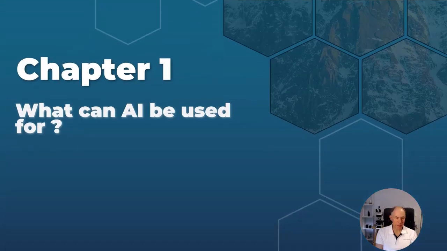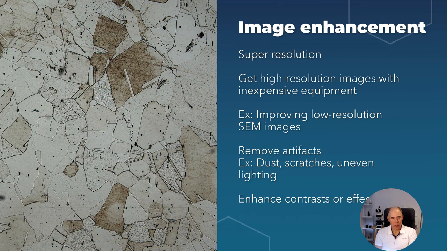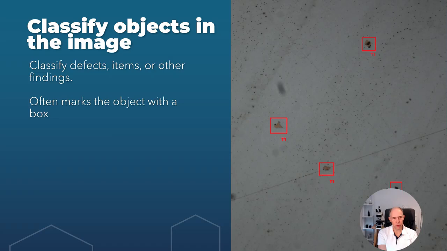So first of all, AI can be used for many things. And I'm going to start off with giving a few examples of what it can be used for. One example is super resolution. By using AI, you can actually achieve a higher resolution using inexpensive equipment. So for example, this could be improving low resolution SEM images or removing artifacts and dust, scratches, uneven lighting, and so on. Another thing is to use it for classifying objects found in the image.